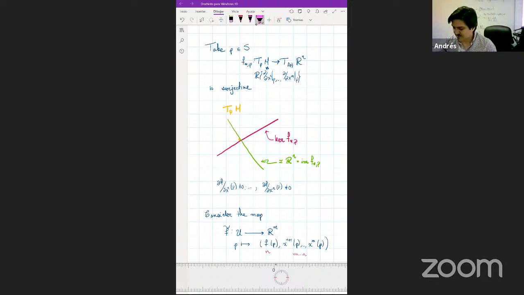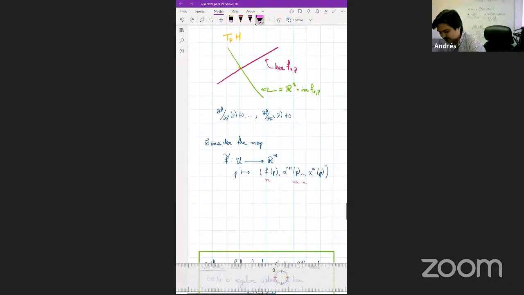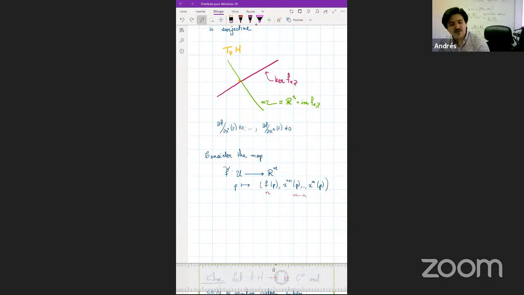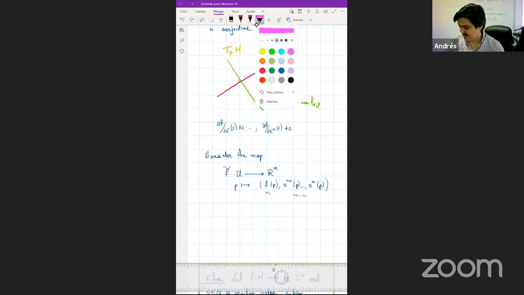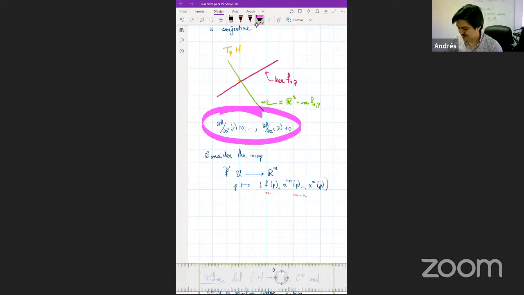Remember that on U, we have the coordinates x1 up to xm. So I need to write it down. So now you consider the Jacobian matrix, and everything will work. Okay, and now you will use the fact that you have a block which is non-singular, and that will help you.